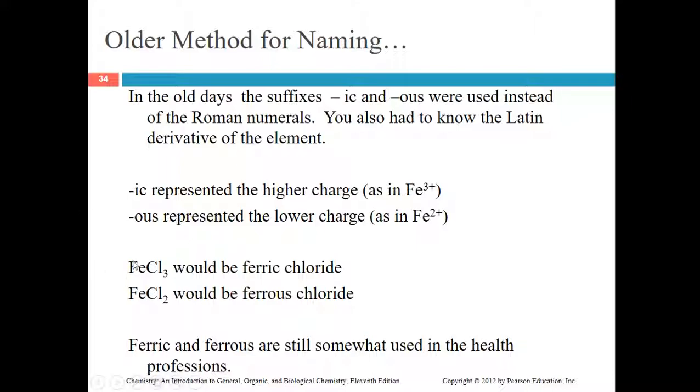Iron 3 chloride would have been ferric chloride. Iron 2 chloride would be ferrous chloride. So the point is, you don't have to know all the Latin and everything, but in our health professions, they still use the -ic and the -ous sometimes, even though 40 years ago I was promised that this naming was gone and I wouldn't have to know this.